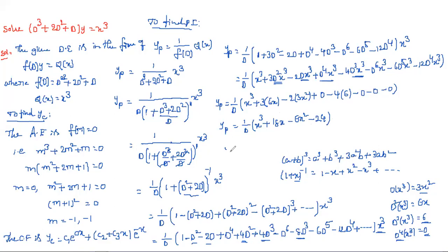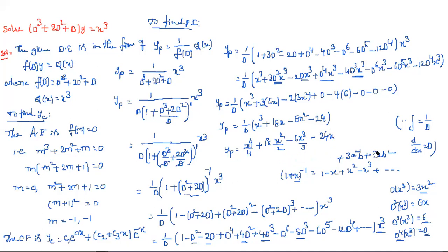But what we require here is the solution, but 1 by d, and so 1 by d is nothing but integral. So d is nothing but d by dx. 1 by d is nothing but integral. So integration of x cube. So that is nothing but x power 4 by 4 plus 18 into x integration is nothing but x square by 2. And this is x cube by 3. And this is minus 24x. So this is the one we got.